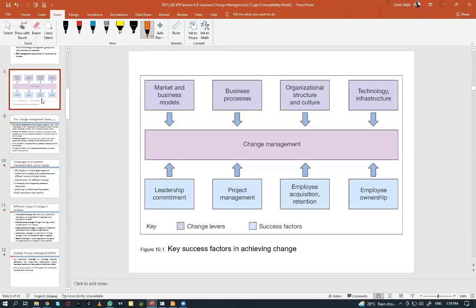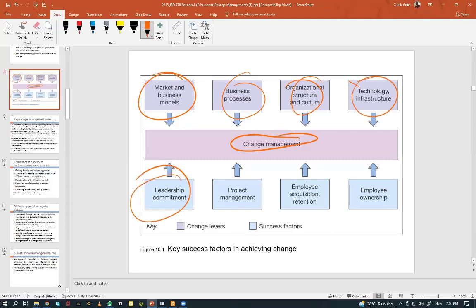Key factors in achieving change. So to achieve change, there are certain key factors that we need to look at: the market and the business model, the business process, the organizational structure, the technological infrastructure, the leadership commitment, project management, employee acquisition and retention, and employee ownership.